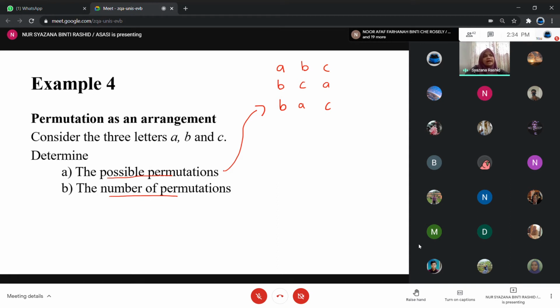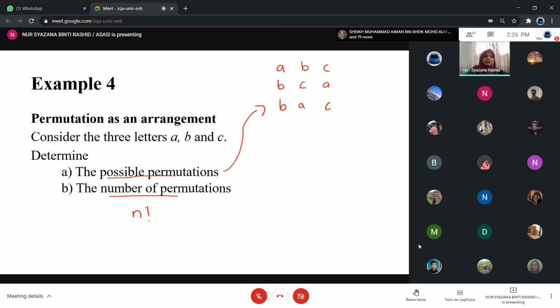Possible arrangement. So I can arrange this like this. I can arrange them like this. A, B, C, B, C, A, B, A, C. And to know how many of them, so that kita macam tahulah bila nak berhenti kan, berapa banyak nak kena buat ni. So kita akan cari number of permutation. So number of permutation tadi yang you guna n factorial. So kita nak tahu in how many ways that I can arrange these 3 letters in a row.